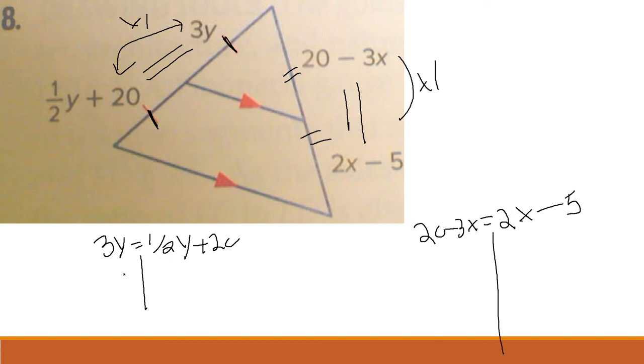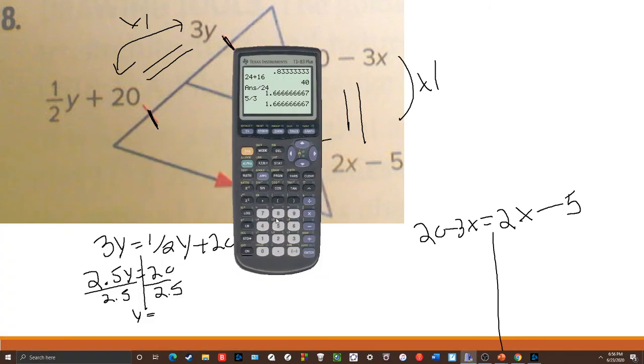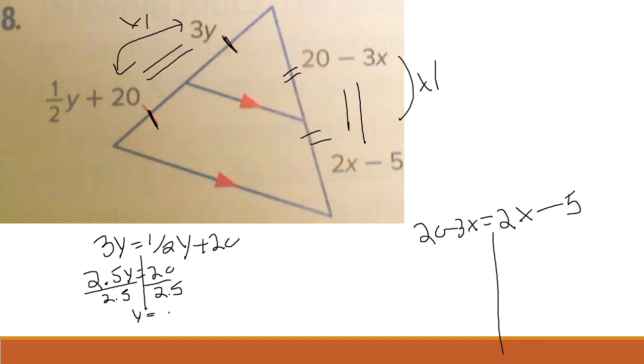So in this case, I would get 2.5y is equal to 20. Divide by 2.5, divide by 2.5. We get y equals, it'd be 4, I believe. Or not 4, but 8. 4 would be a 10. So y is equal to 8.